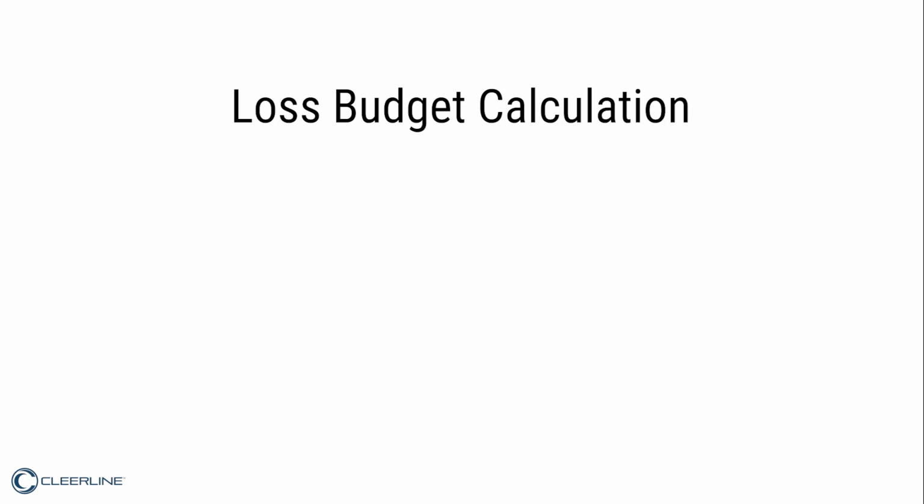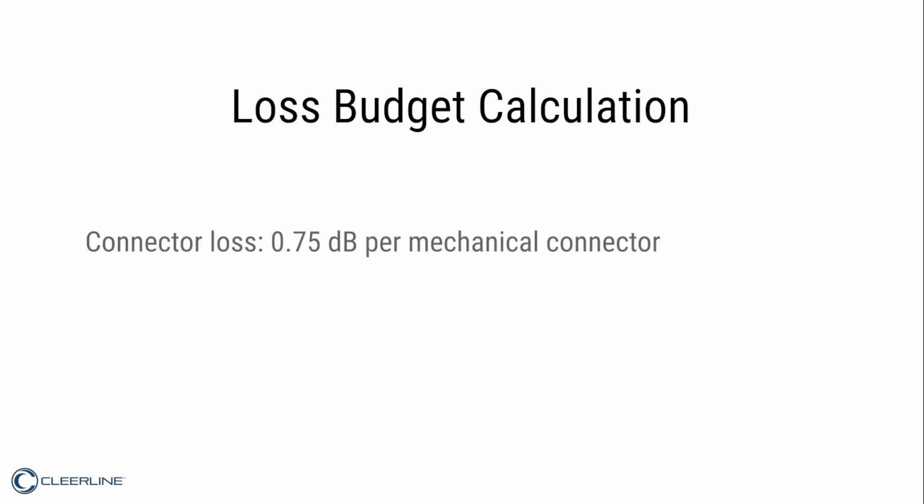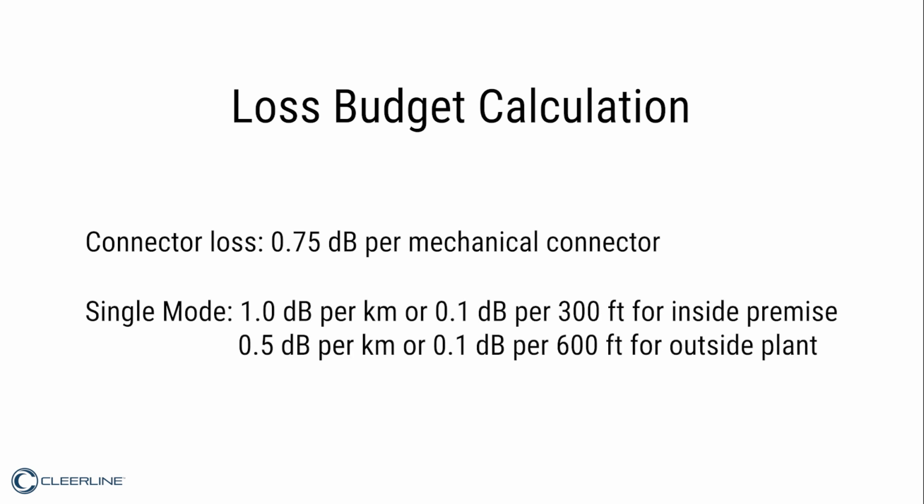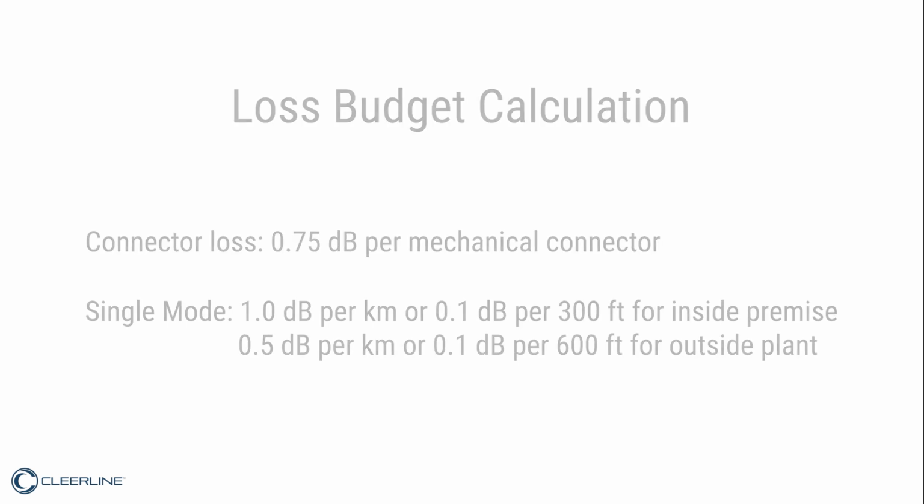For loss budget calculation, please refer to the included FOA guidelines in the kit. For each connector under test, allow a 0.75 dB per mechanical connector. Single mode fiber will have an acceptable loss of 1.0 dB per kilometer for inside premise and 0.5 dB per kilometer for outside plant. This roughly translates to 0.1 dB per 300 feet for inside premise and 0.1 dB per 600 feet for outside plant.